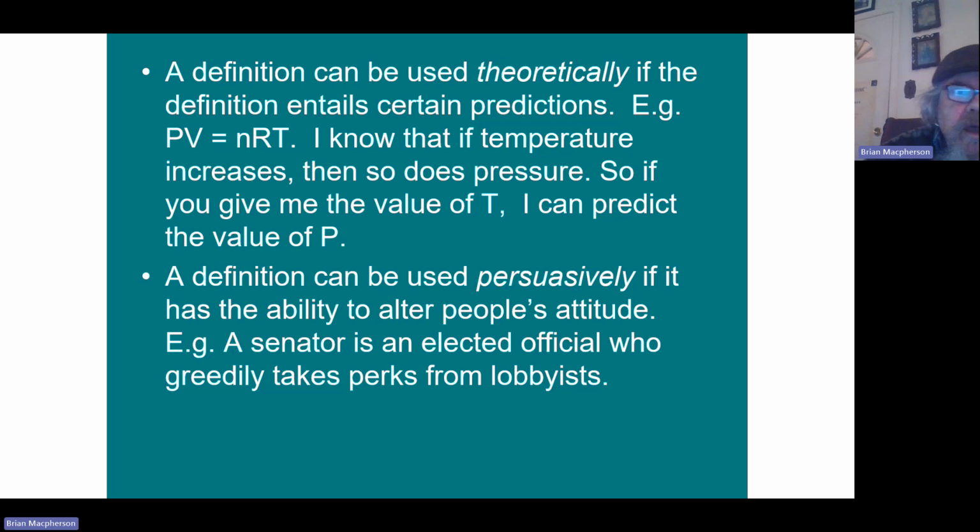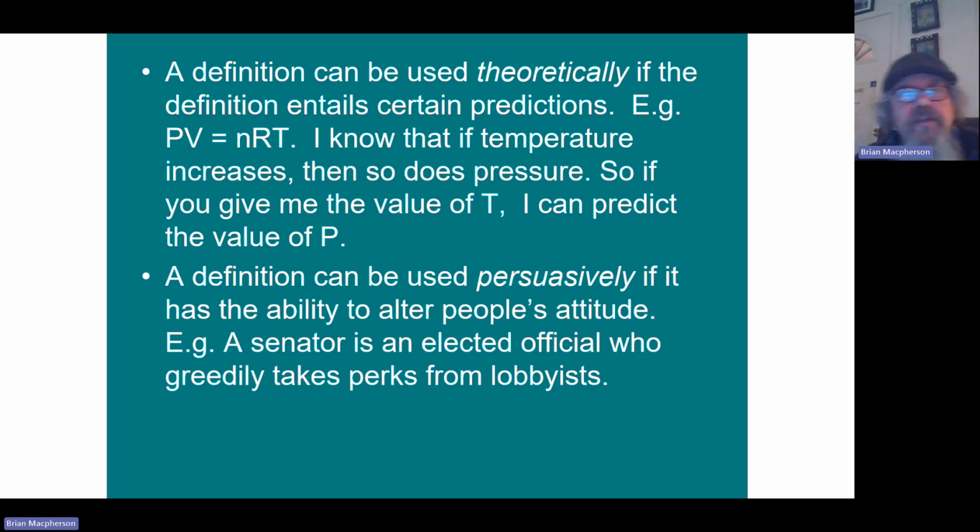Now, by the way, a definition can also be used theoretically. For example, it's always used in science. I don't know if any of you have taken general chemistry, but you learn the ideal gas law, PV equals nRT, right? Pressure times volume equals n, which is, is that Avogadro's number? I forget now. It's been a while since I've taken chemistry. R, which is a constant, and then T, which is temperature.